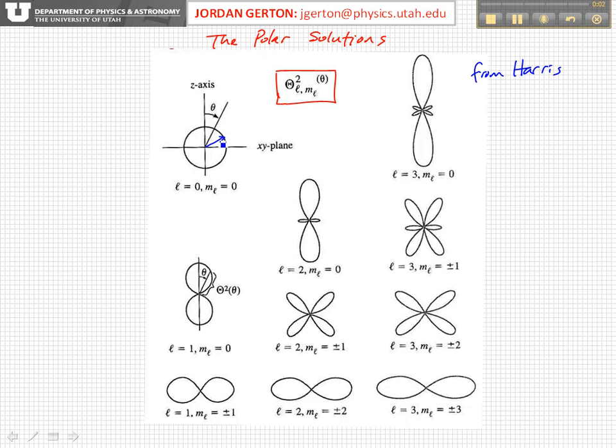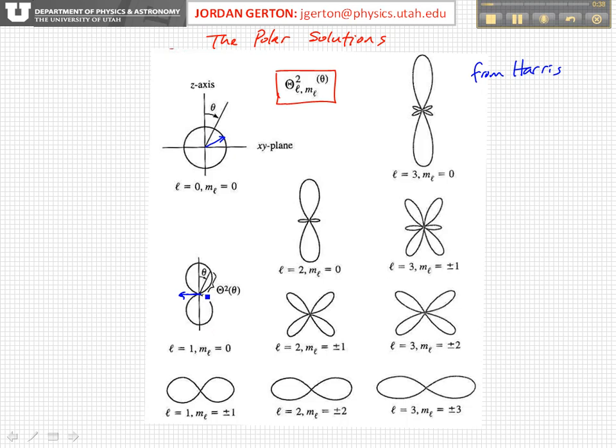Okay, so for L equals 0, ML equals 0, the probability density is independent of theta. For L equals 1, ML equals 0, if we look along the z-axis, that's where we have the biggest probability of finding the electron. And we have 0 probability of finding it if we look in some direction perpendicular to the z-axis.